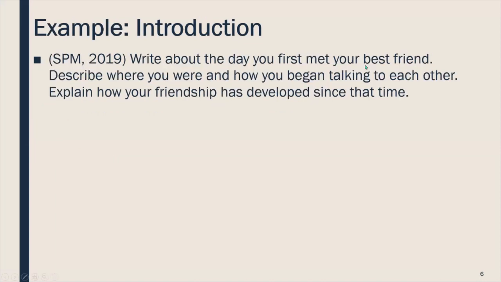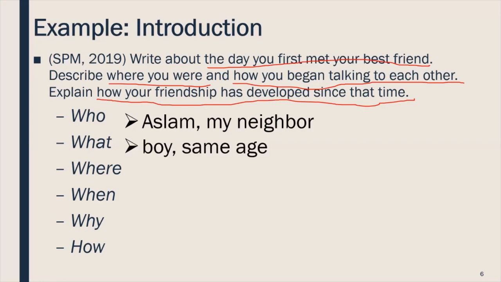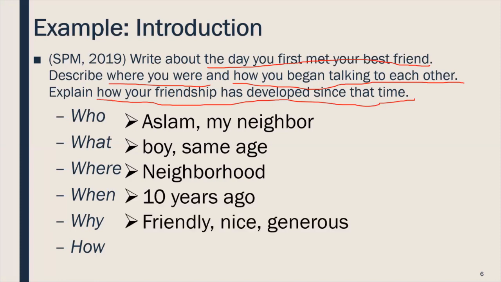Okay, so let's use this as an example. This is an SPM question from last year. Write about the day you first met your best friend. So with this topic, let's say, for example, we use the 5 Ws and 1 H to brainstorm ideas for an introduction. Who? Let's say Aslam. And Aslam is my neighbor. What? Aslam is a boy. Aslam is the same age as I was. Where? My neighborhood. When? 10 years ago, when I was still a kid. I mean, I'm imagining that I'm a 17-year-old in this situation.